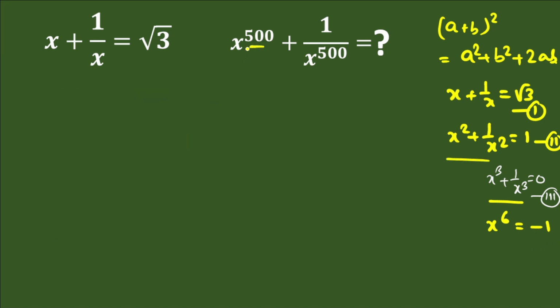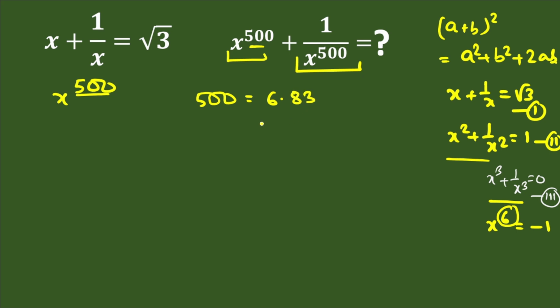Now in the final stage we'll calculate the value of x raised to the power 500. So here it is x raised to the power 500, and then we'll calculate the remaining value, that is 1 over x raised to the power 500. Now we can split this 500 in terms of multiplication. 500 we can write 6 multiplied by 83, that will be 498, and remaining is 2, so we'll add 2.